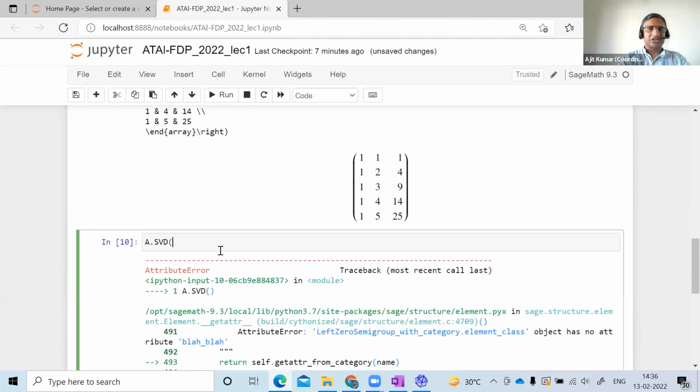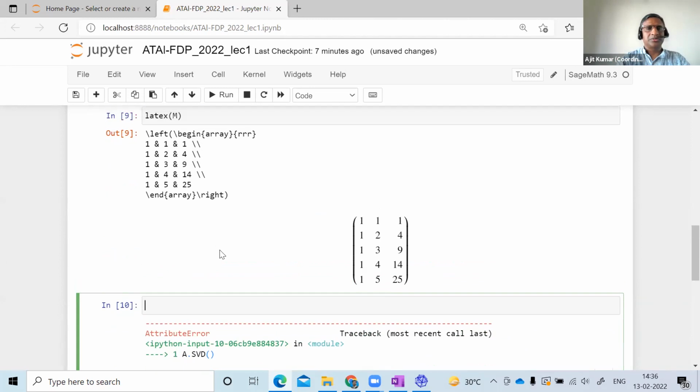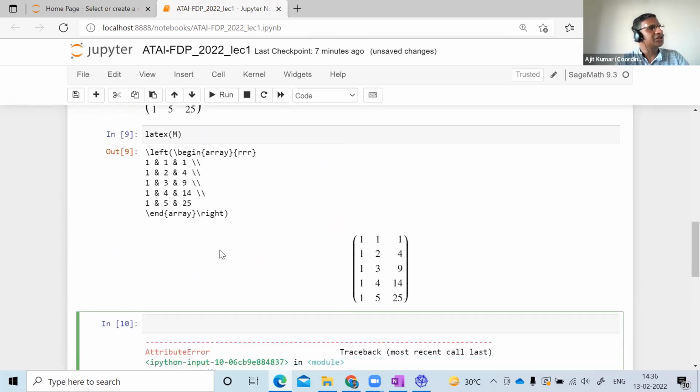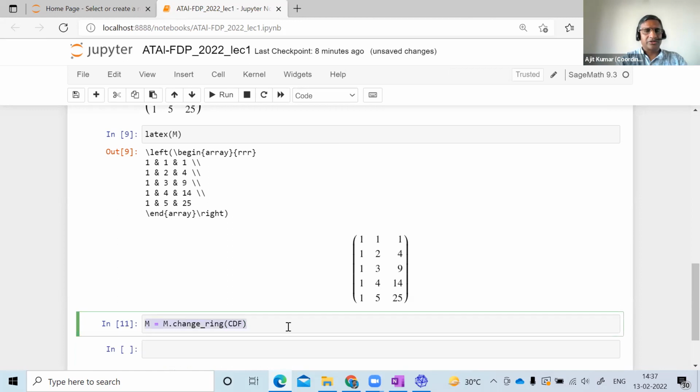So what we will first do for M is convert it into a field which has higher precision and is double. Let us write M equals M dot change ring, and let us call this CDF. Yesterday we saw the meaning of CDF, so I'll not go into this. Let me copy this.